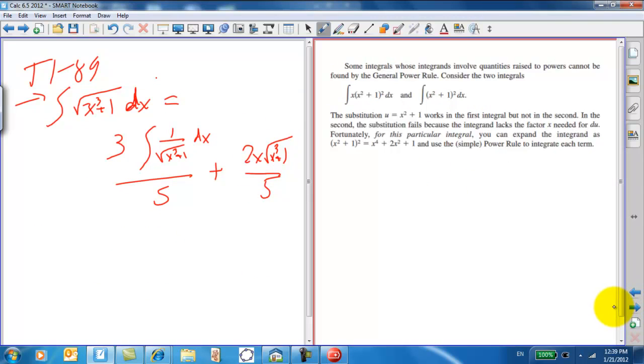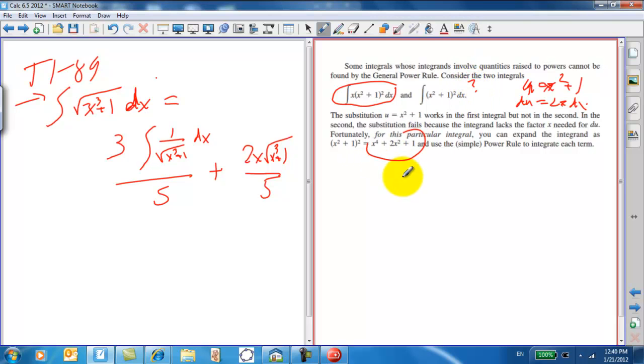Now, some integrals whose integrands involve quantities raised to powers cannot be found by the general power rule. Consider these two integrals here, x times (x squared plus 1) squared and (x squared plus 1) squared. You can do the u substitution on the left one, but you can't do it over here because you don't have the du. u equals x squared plus 1, so du is 2x dx. So we're ready to go on this one. This one, though, like I said before, you'd have to expand it out and then take the integral of each part.